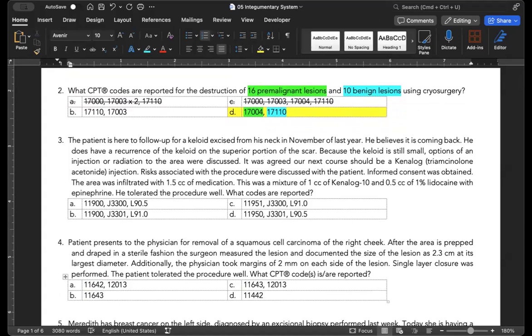Number 3, patient is here for follow-up of a keloid that was excised from his neck in November of last year. He does believe that it's coming back, and he has a recurrence of the keloid on the superior portion of the scar. Because the keloid is still small, options of an injection or radiation to the area are discussed. It was agreed that our next course should be Kenalog injection, and the risks associated with the procedure were discussed with the patient. Informed consent was obtained, and the area was infiltrated with 1.5 cc's of medication. And that mixture was of 1 cc of Kenalog 10 and a half of a cc of 1% lidocaine with epinephrine. And he tolerated the procedure well.